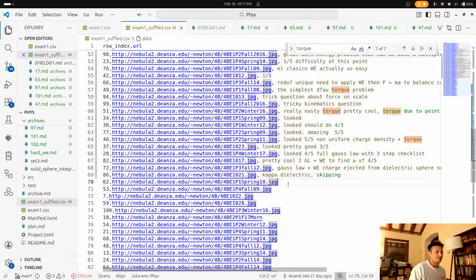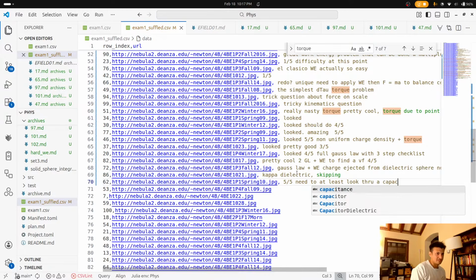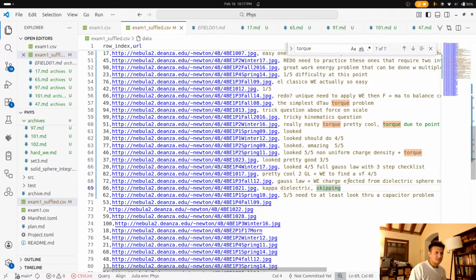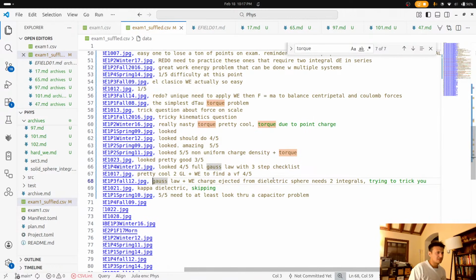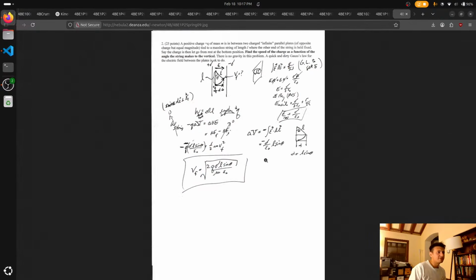Okay, this is probably like a 5 out of 5. Need to at least look through a capacitor. So skipping that, this one, let's see. I'm gonna put it at the beginning. This is like a 4 out of 5. I don't know. I should be more harsh, but I don't know. This one looks crazy. What was in here? The 5 out of 5.